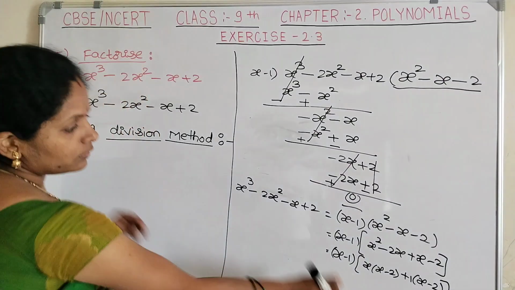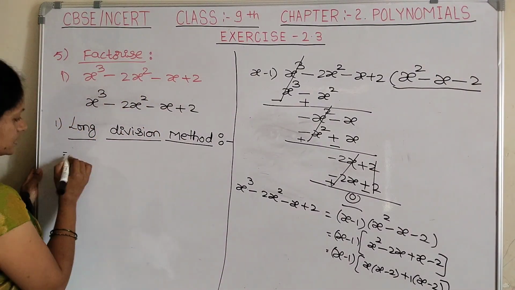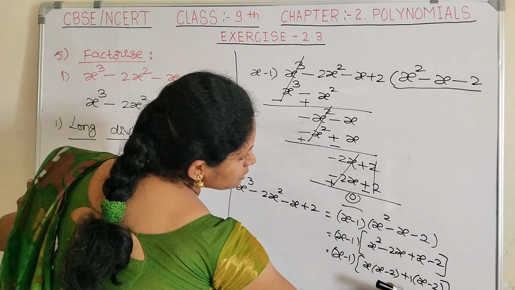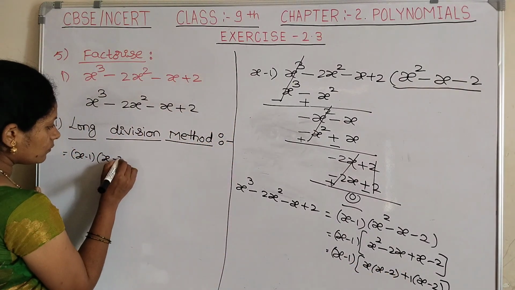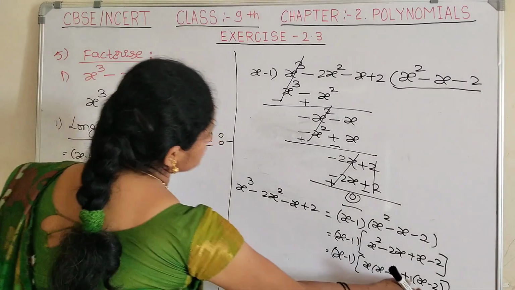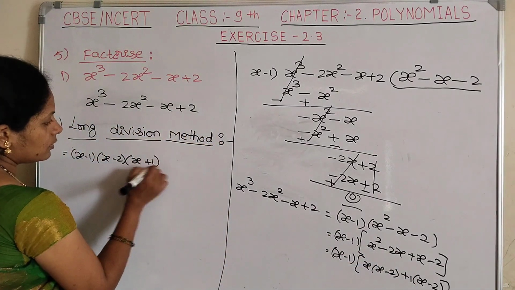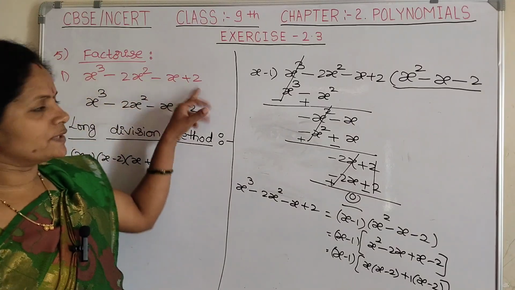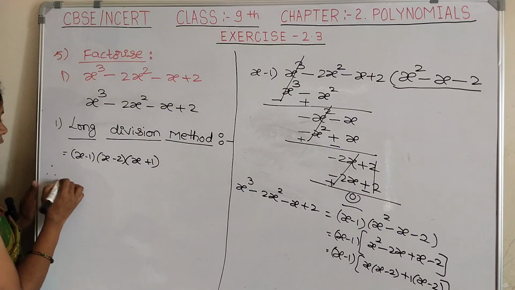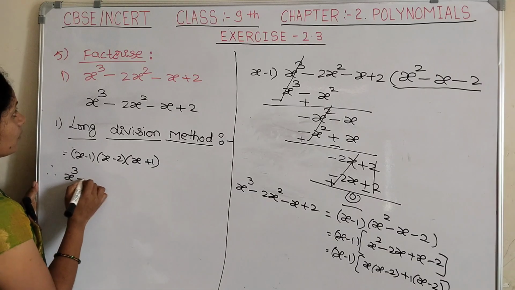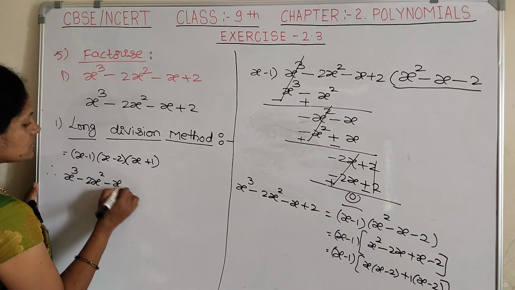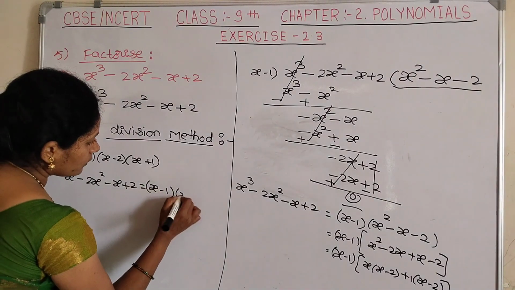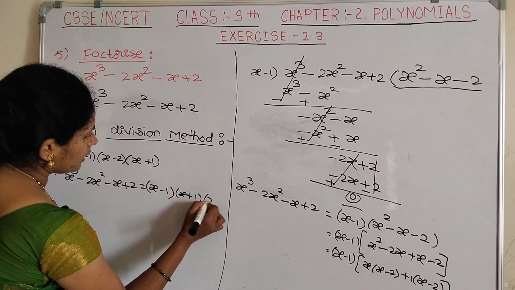Here, the continuation of this step is x minus 1 into x minus 2 into, what remains? X plus 1. These are the factors of this x cube minus 2x square minus x plus 2. We can therefore write x cube minus 2x square minus x plus 2 as x minus 1 into x plus 1 into x minus 2.